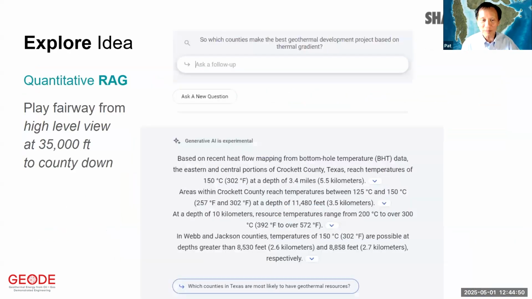So step number one, first play, explore ideas. This is just a shot from the screen. You can ask a question, something like this, and it comes back with some suggestions of what some of these areas are, and particularly with a little more information about the temperature and the depth. So again, it's a little illustration of how quantitative retrieval augmented generation, generative AI, can be used to help jumpstart our exploration effort.